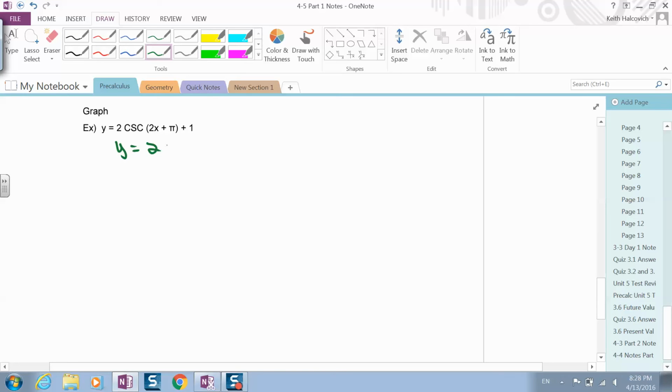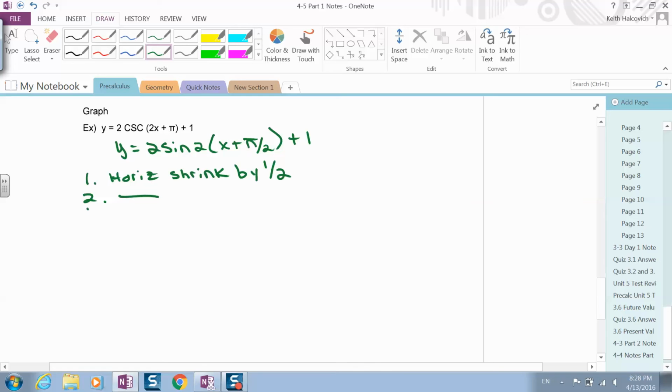So we'll graph the sine first. Now notice we're going to have to factor out the 2. So we get x plus pi over 2 plus 1. So now, when you do your transformations, there's a horizontal shrink by 1/2. Then, there is no reflection. There is a horizontal shift left pi over 2.